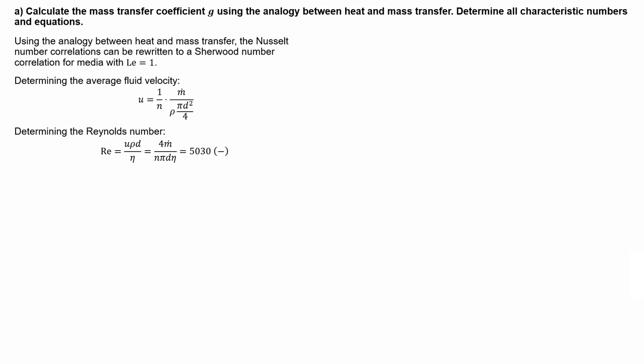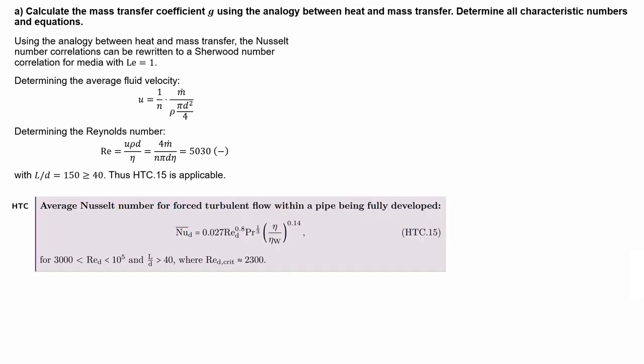The ratio between the length and diameter of our channel is 150, which is larger than 40, and therefore we can make use of heat transfer correlation 15 of the book of formularies. This correlation can be rewritten to a Sherwood number function by substituting Sherwood for the Nusselt number and the Schmidt number for the Prandtl number.